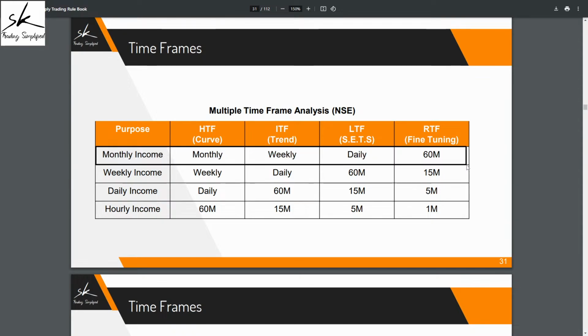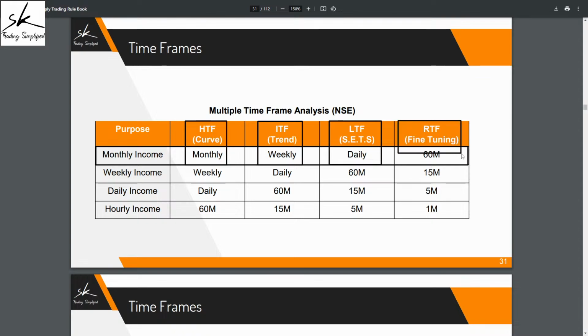So now I know as a monthly income trader, my time frames will be monthly, weekly, daily, 60. Monthly will be the higher time frame, which is used for curve analysis. Weekly will be the intermediate, used for trend analysis. Lower time frame will be daily. That is where we get our SCTS from. SCTS stands for stop loss, entry, target, and size.